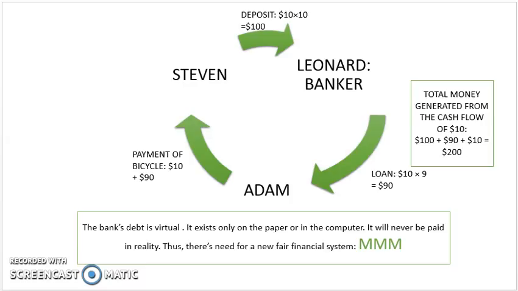So total money generated from the cash flow of $10 amazingly is $200. Now you can see that the same $10 moved around in this cycle, and turns out to become $200. So you see that the cash flow has been used by the bank to generate profit of $90 for themselves. Not any labor, no extra work, no mining job done, just by allowing the cash flow around.